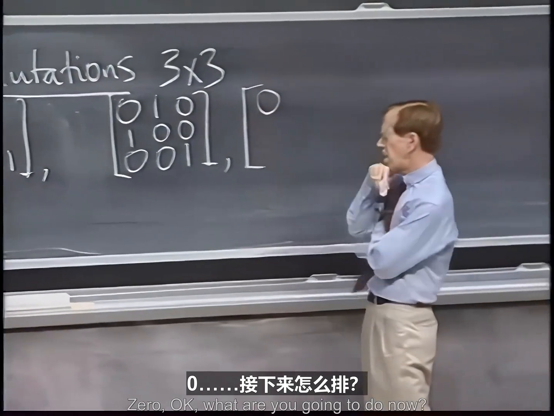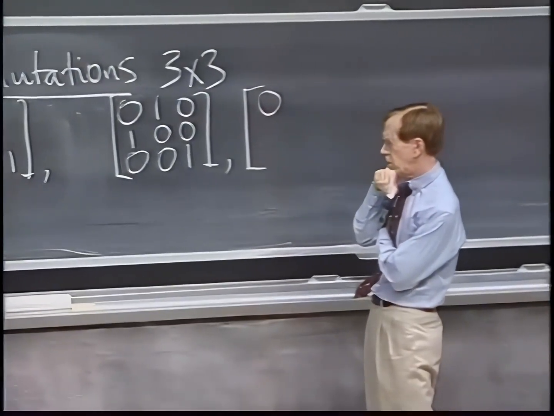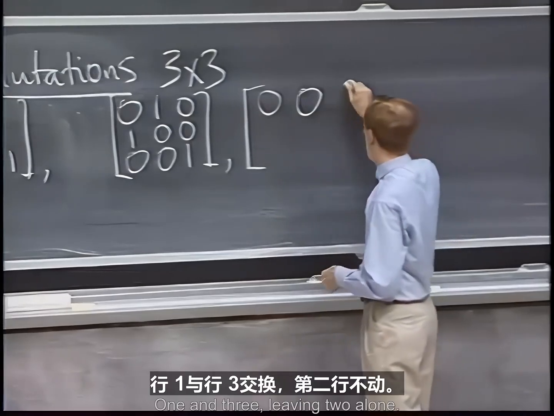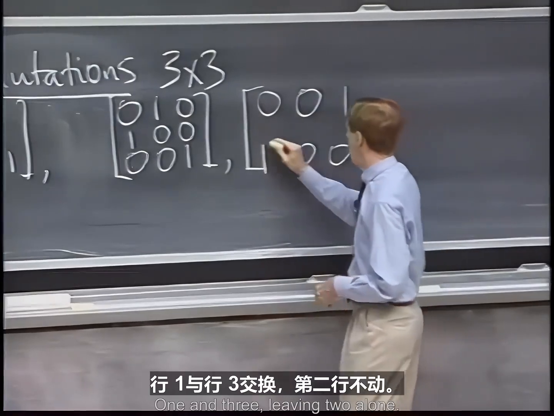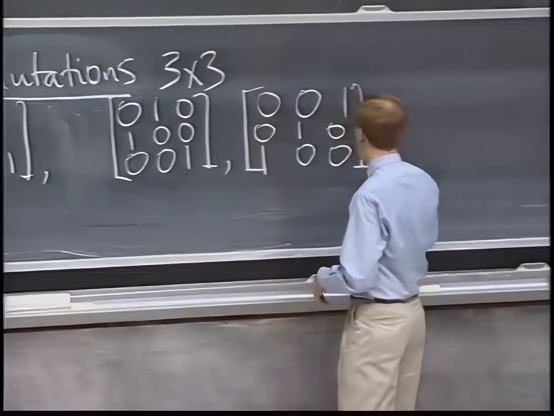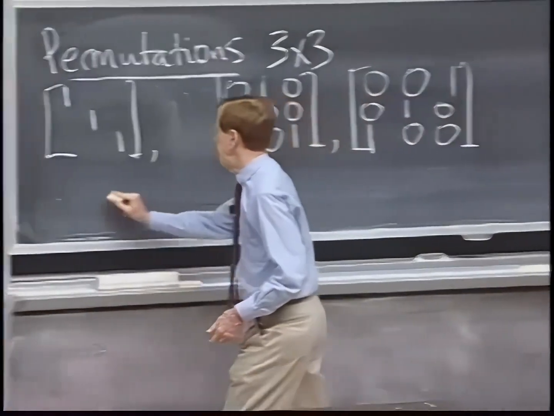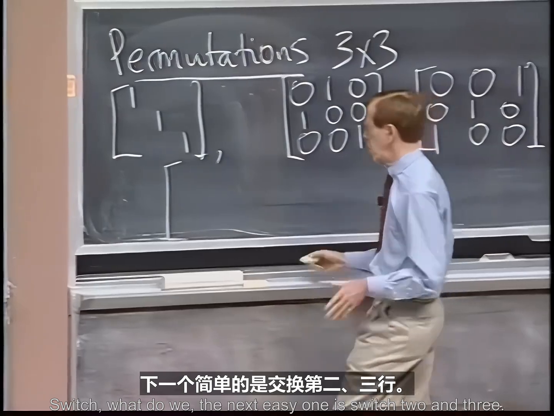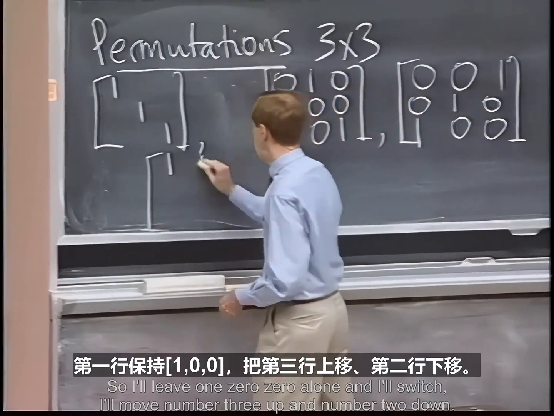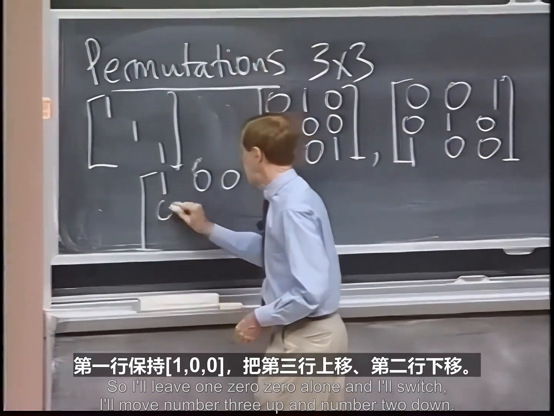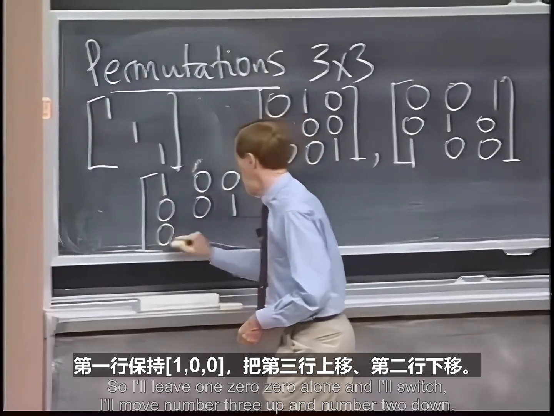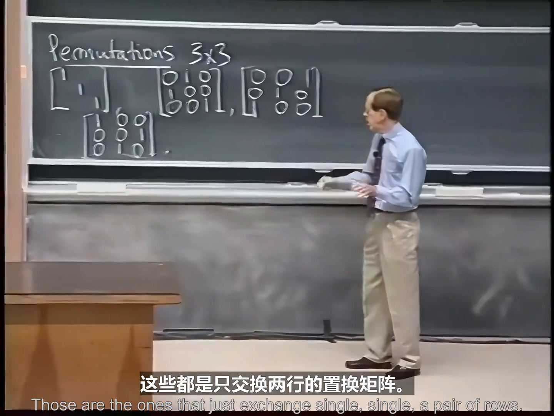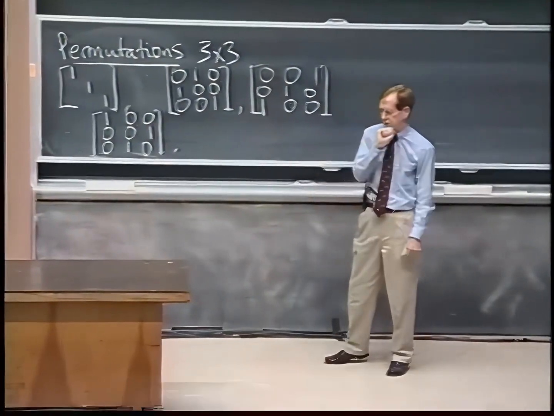Okay, what are you going to do now? Switch rows 1 and 3, okay. 1 and 3, leaving 2 alone. Okay, now what else? Switch, the next easy one is switch 2 and 3. Good. So I'll leave 1, 0, 0 alone, and I'll move number 3 up and number 2 down. Okay. Those are the ones that just exchange a pair of rows.